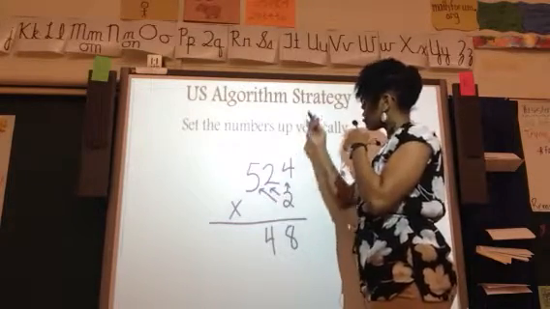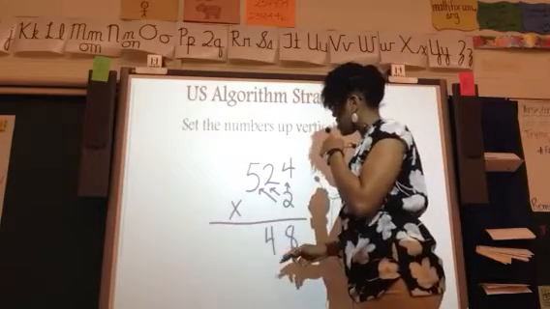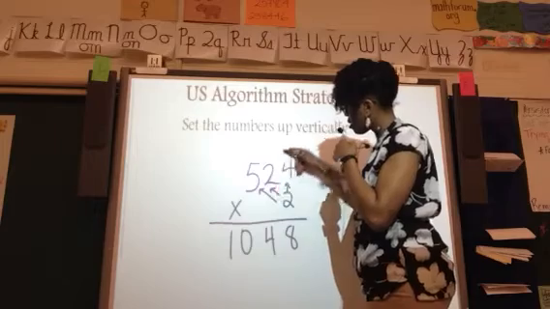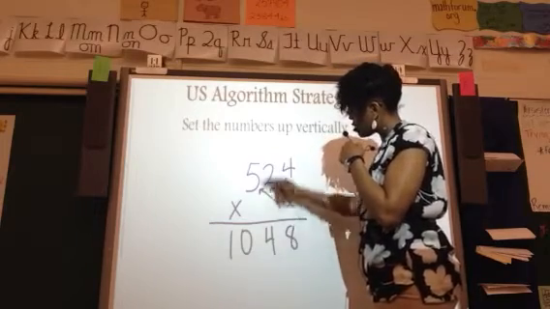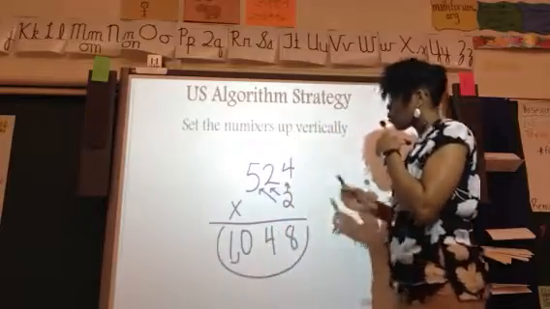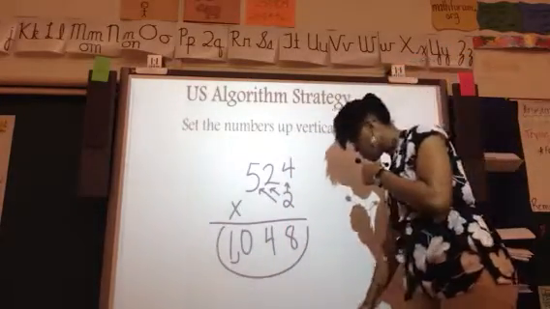In the algorithm, 2 times 5 is 10. So the 10 goes here. The 0 goes right in that hundreds place. See how it's lined up? Ones, tens, hundreds, and then the thousands place. You put your comma, and your answer is 1,048.